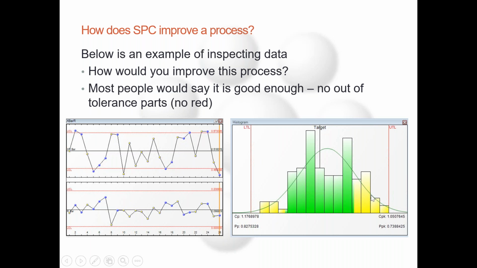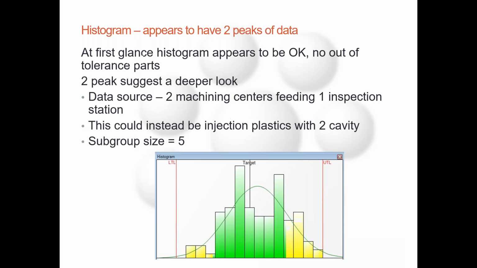When we look at the histogram, one thing that should jump out is that something seems to peak here and something seems to peak there. And you go, we shouldn't have two peaks, it should all be one. Why would the process be split like this? And again, I come back to the histogram looking okay. Everything's great, you're not making any bad parts. But we've got these two peaks.